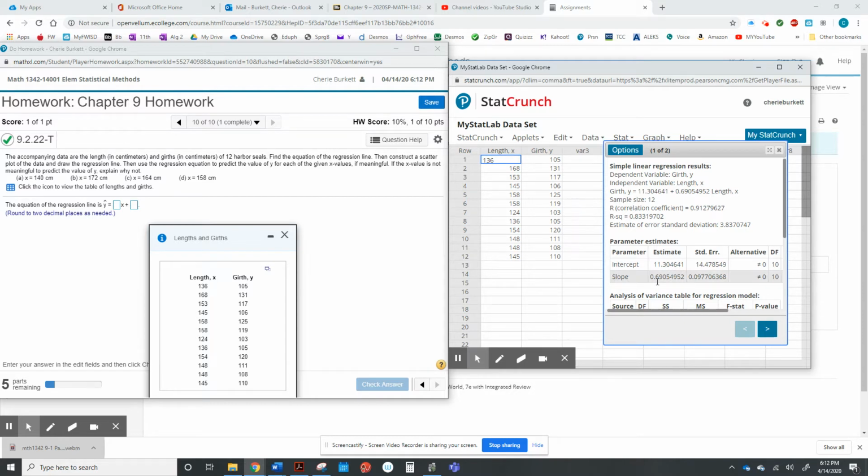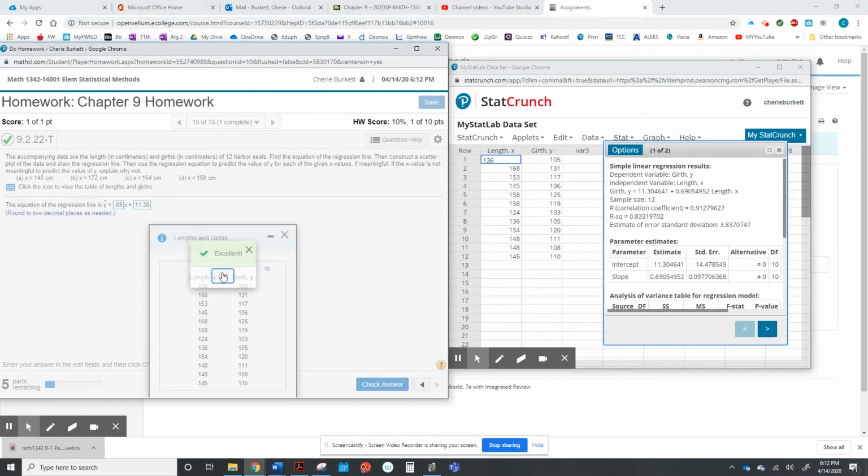So I'm going to go to slope. 2 decimal places is 0.690, doesn't change the 9. So I'm going to do 0.69. And then for the y-intercept, 11.30. Check your answer. Okay.